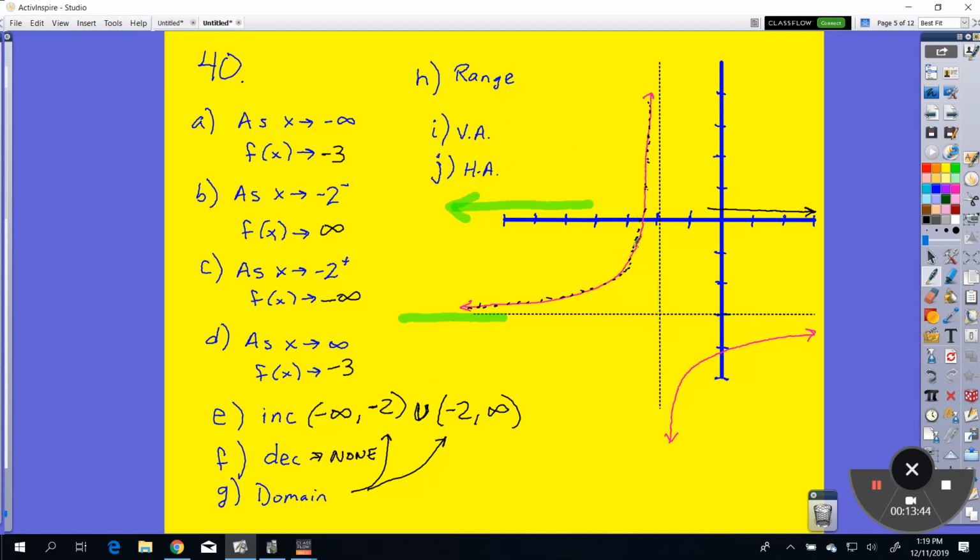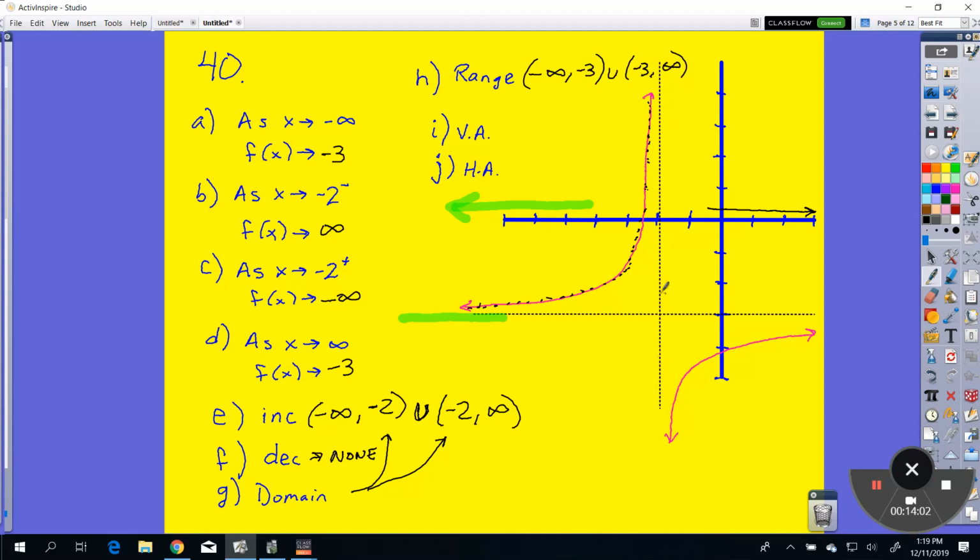The range. Well, this goes up forever and this goes down forever. The only part we don't have a y value is this y value right here, which is negative 3. So the range is negative infinity to negative 3, along with negative 3 to infinity.